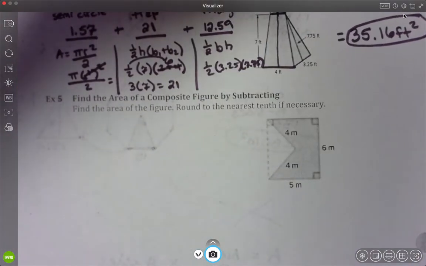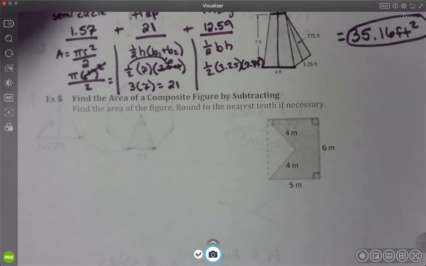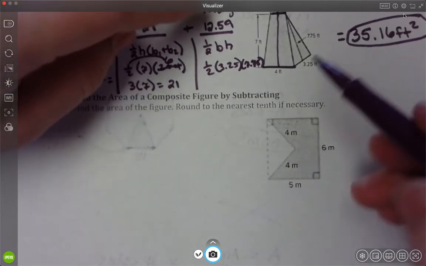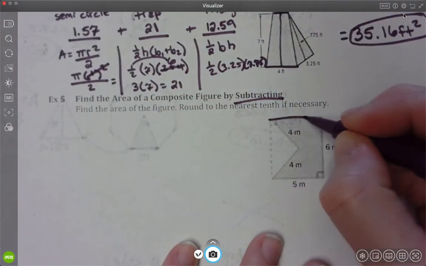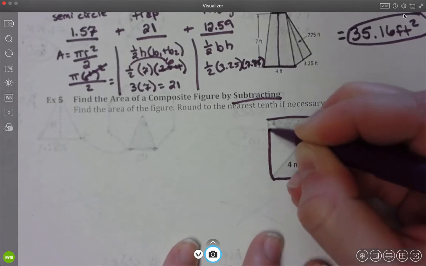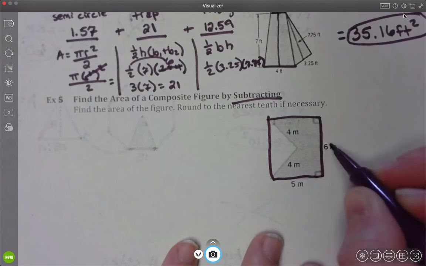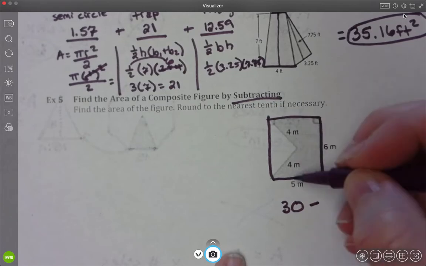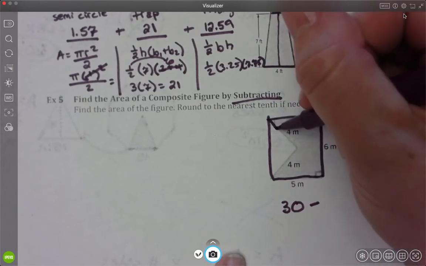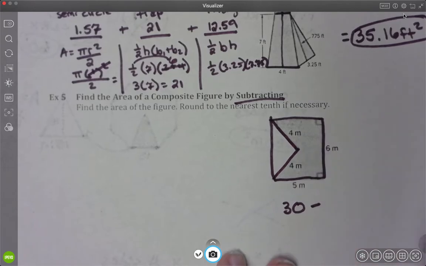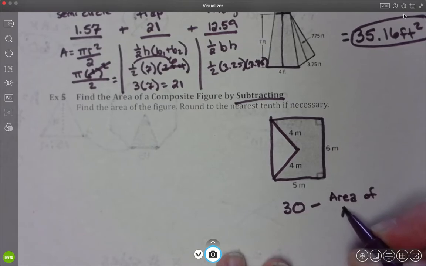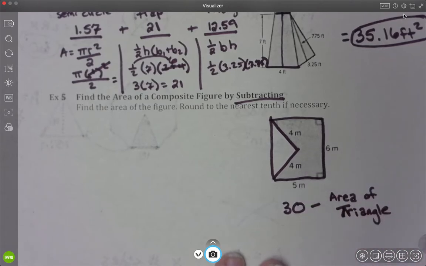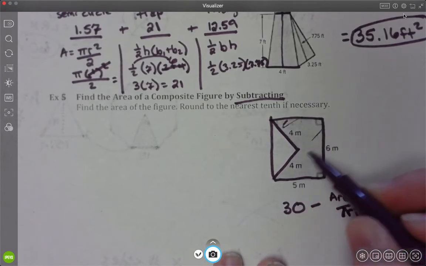I'm not going to go through this one, but I'm just going to kind of explain to you how this would work. This is finding the area by subtracting. So what I can see here is that if I would take this area, this is the area of a rectangle, it would be 5 times 6, okay? 5 times 6 is going to be 30, but that would be if I had the entire area filled in. I am missing this little triangular chunk, okay? So what I would do is I would need to find the area of that triangle, and I would subtract that away from the 30 to get the area of this guy filled in, okay?